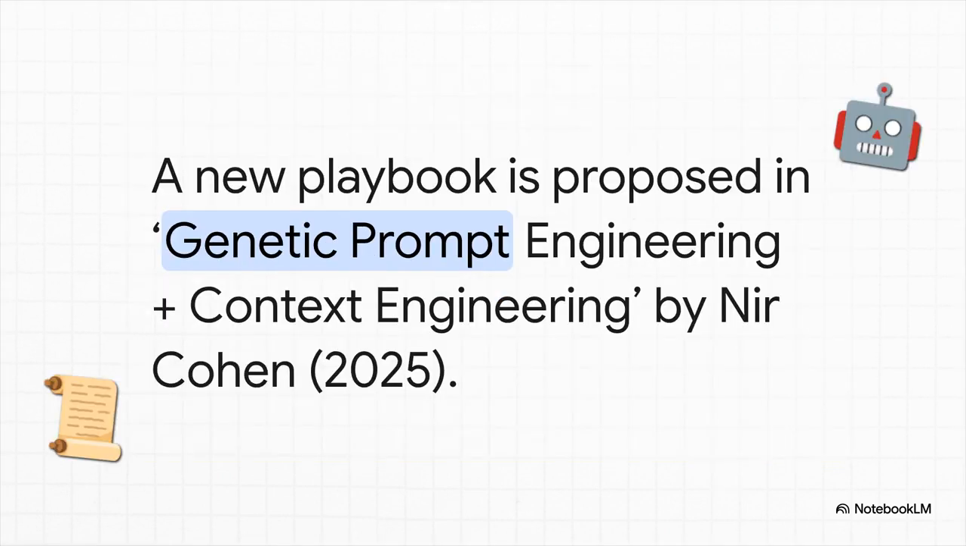Well, a really interesting playbook for this exact problem is laid out in a new paper. It's called Genetic Prompt Engineering plus Context Engineering, a genome-style architecture for safe, self-evolving AI agents by Nir Cohen. So what we're going to do is break down the key ideas from this paper into a super practical guide you can start using pretty much immediately.